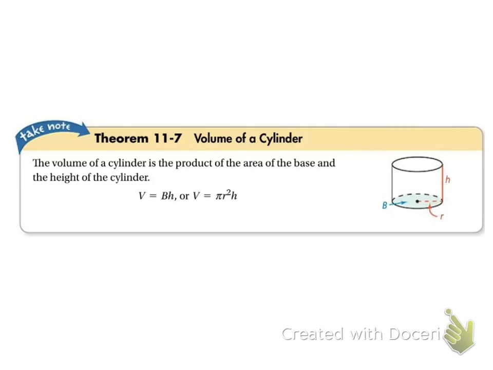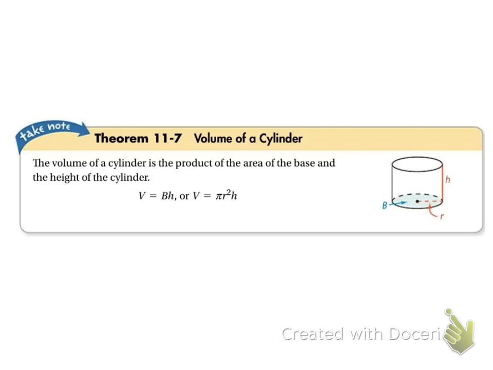This is 11.4b of geometry. So we're going to start out by finding the volume of cylinders. So again, we can just use our generic equation that we've been using so far. V equals BH, where B is the area of the base, and then H is the height.